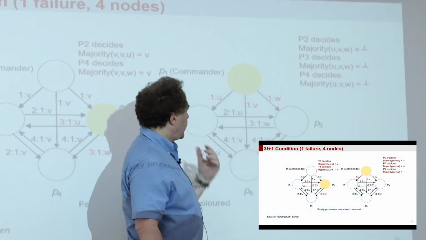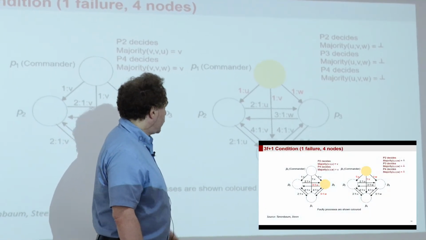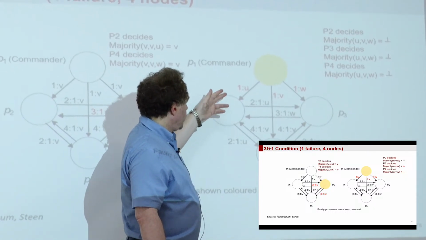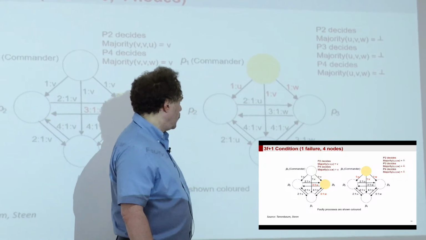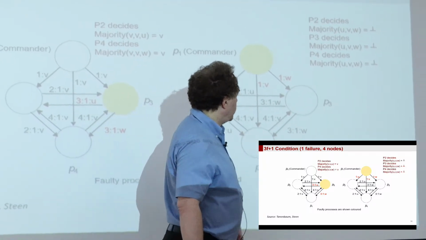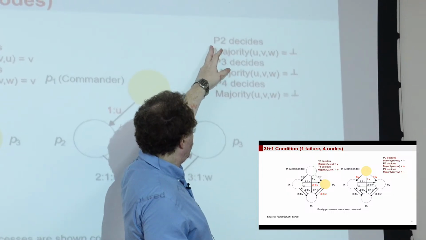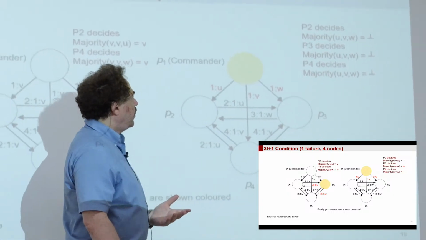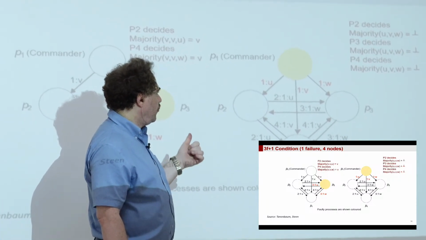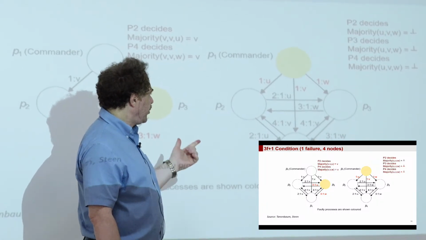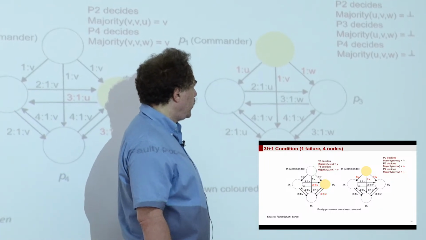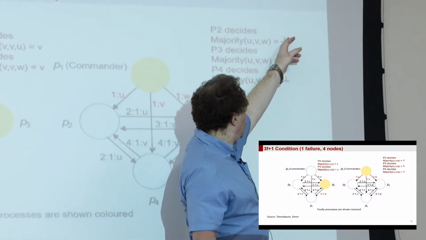This is the second case, the case of a Byzantine commander. And here, the commander was sending two different values. Now, what happens here is that there is no majority. So each process would see that no value is getting a majority. U was only sent by one process, V was only sent by one process, and W was only sent by one process. No majority. So P2 decides on a special value, like a faulty value.